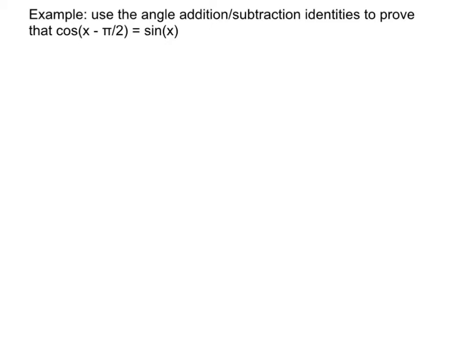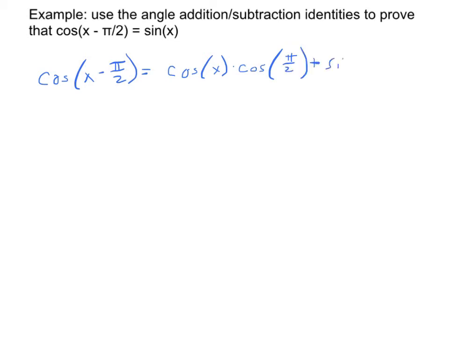So my thought here is that if we do literally the cosine of x minus pi over 2, then we can plug this into the subtraction cosine identity. I can find that this is going to be the cosine of x times the cosine of pi over 2 plus the sine of x times the sine of pi over 2. Note here that I use the opposite sign between these because I'm using the cosine formula.